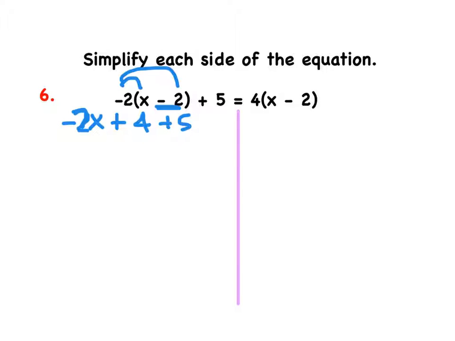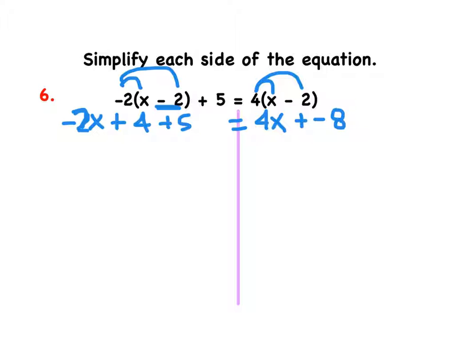So I'm going to do +4, and then I'm going to bring down that +5. Then I'm going to distribute on the other side, okay? So 4 times x is 4x. 4 times -2 is going to be -8. So I'm going to write plus -8. So that's my step 1.